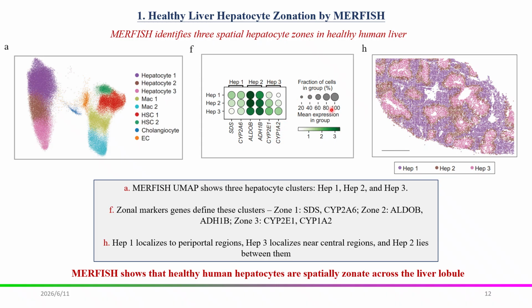In panel H, the clusters are mapped back onto the tissue. This is the key MERFISH advantage. Hep1 is located near the periportal region, Hep3 is near the central region, and Hep2 lies in between them. So the main conclusion is that MERFISH successfully shows that healthy human hepatocytes are spatially zonated across the liver lobules.